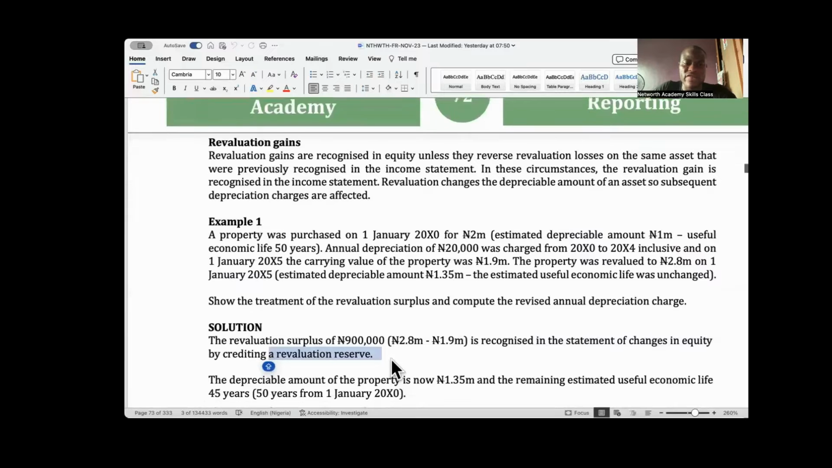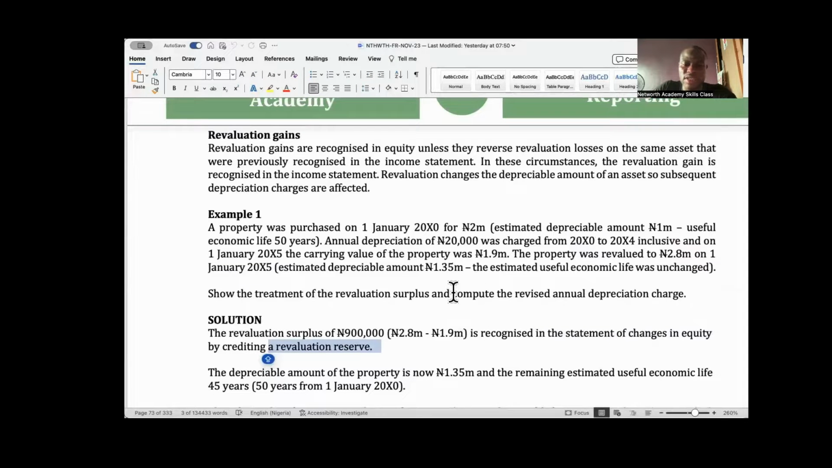That's how to determine revaluation. But they didn't stop there. They now said, how do we compute the revised annual depreciation? You see, whenever there is a revaluation, the annual depreciation we are charging is going to change.